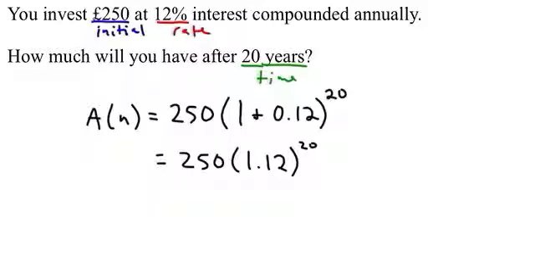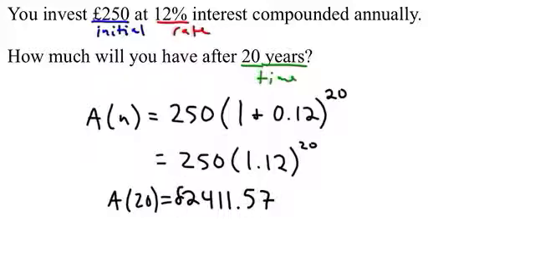And now all I need to do is put that in my calculator, and I can solve this, and I'm going to get my answer, which is A of 20 is equal to 2,411.57. So after 20 years, my 250-pound initial investment ends up being 2,411 pounds and 57 pence.